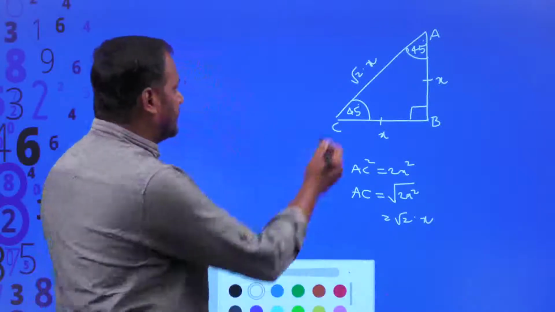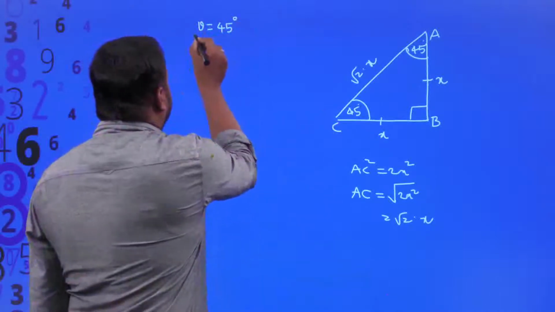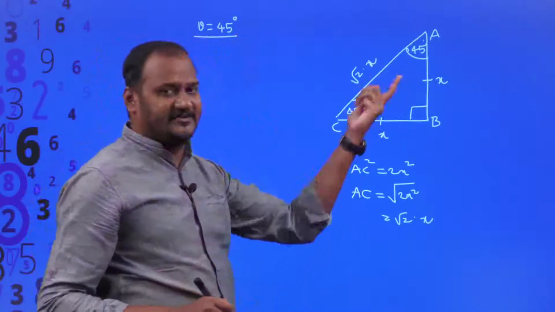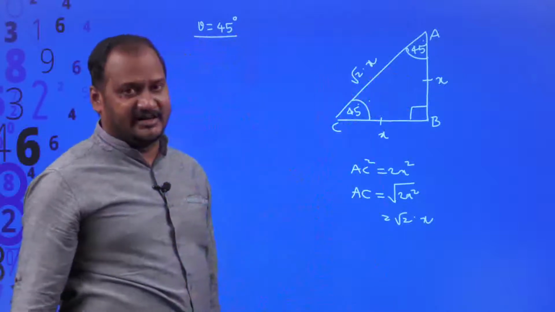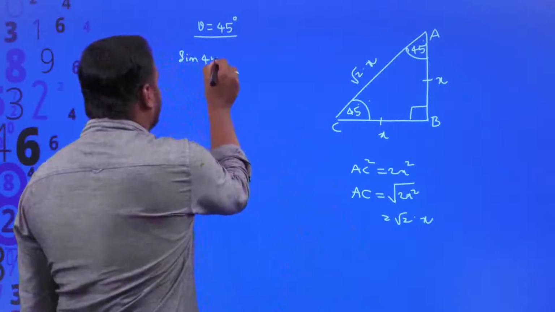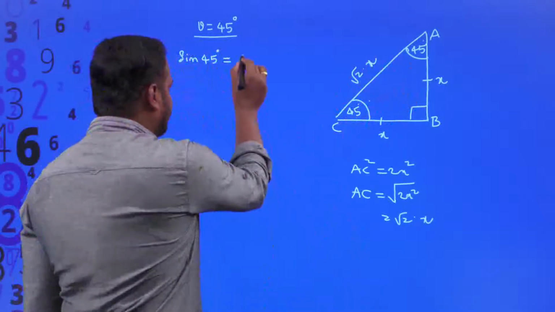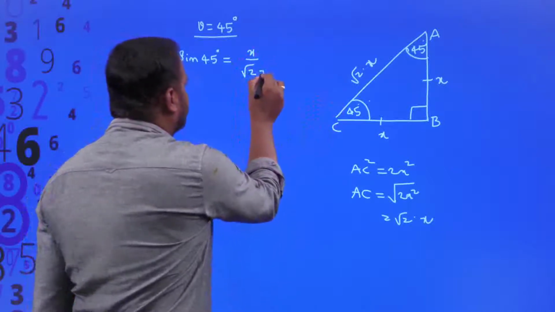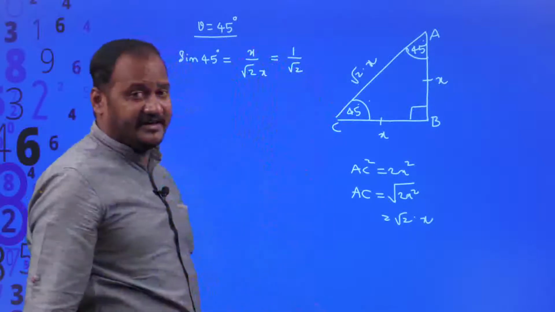Okay, so first one, now theta is equal to 45 degrees. When theta is equal to 45 degrees, which 45 degrees should we consider? Both are equal to 45 degrees, so you can consider any one of them, it doesn't matter. Okay, let us consider this 45 degrees. Now first, sin 45 degrees is equal to the side opposite to 45, that is x, divided by the hypotenuse, root 2x. Can we cancel x and x? Then we are left with 1 divided by root 2.